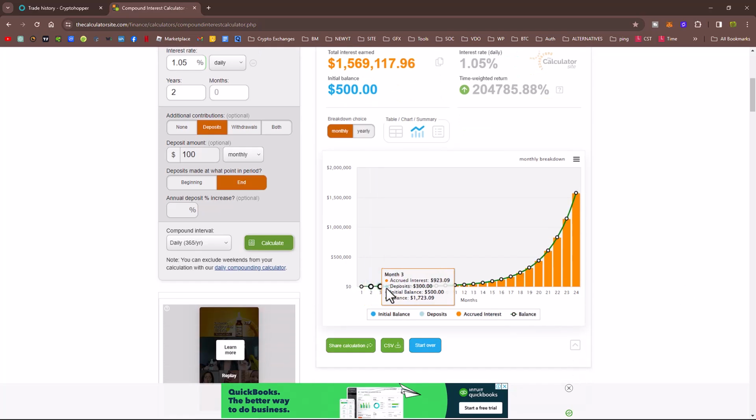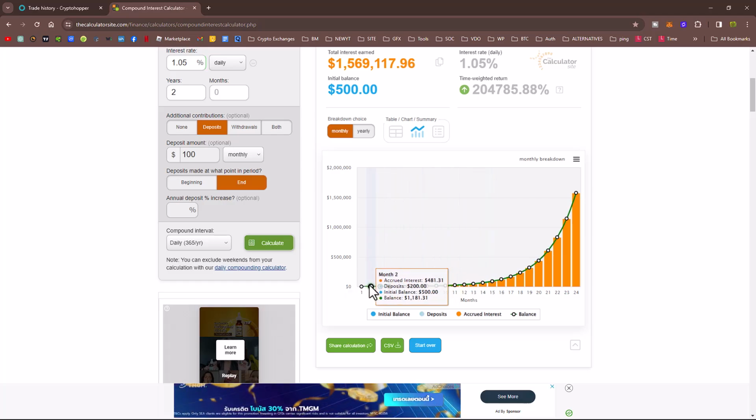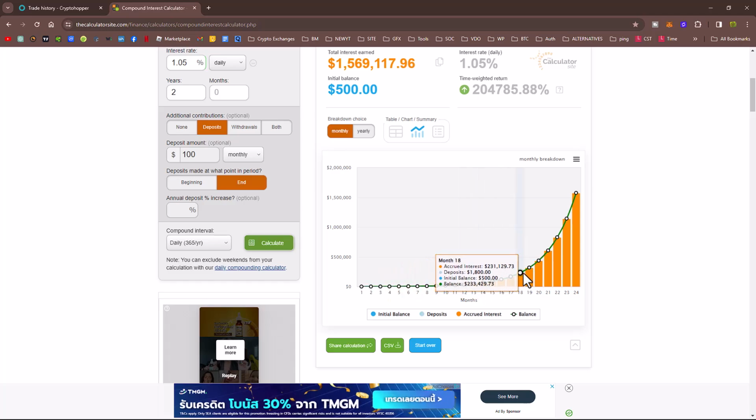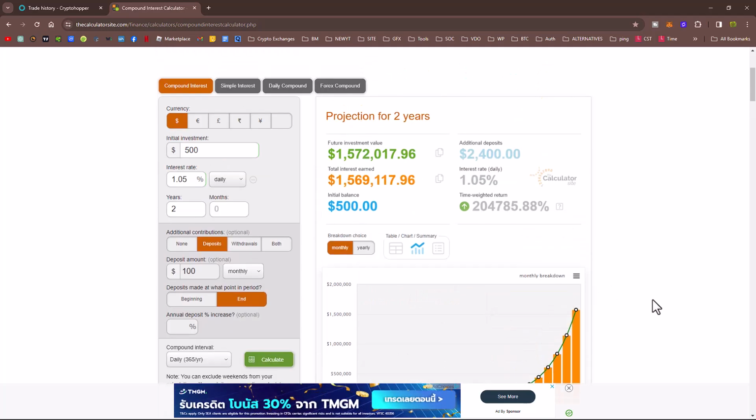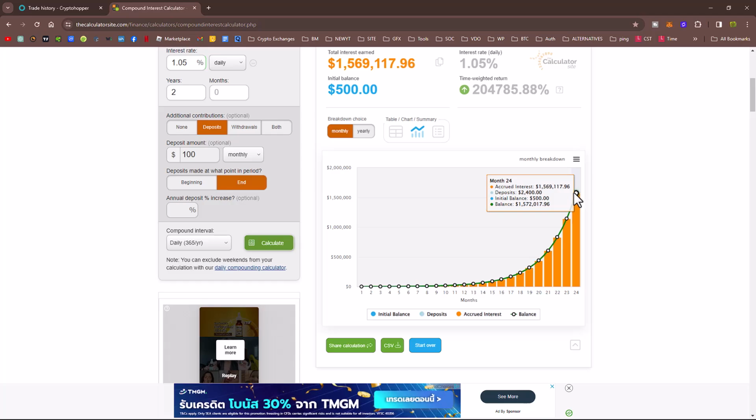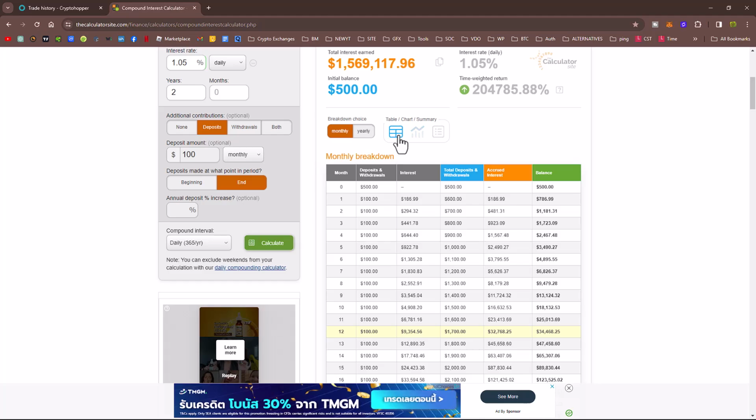Alright, so we're going up and up, and it really starts growing. This is the exponential thing I've always been talking about. Look how much it gets steeper and steeper, as long as you're leaving that money in there and you're also adding to it. That's even better. So you would end up with, after 2 years, 1.5 million. That is insane.